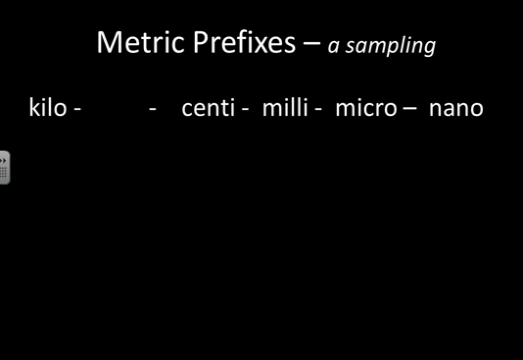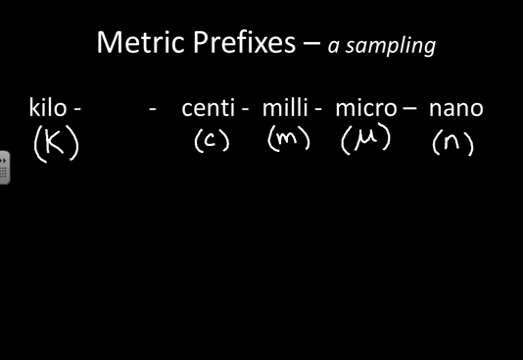Sampling of metric prefixes that you'll need to use in our class this year. Kilo. Kilo has the abbreviation of K. Centi has the abbreviation of C. Milli, M. Micro is a Greek letter mu, looks like a U with a little tail in front of it, and nano is a lowercase n.